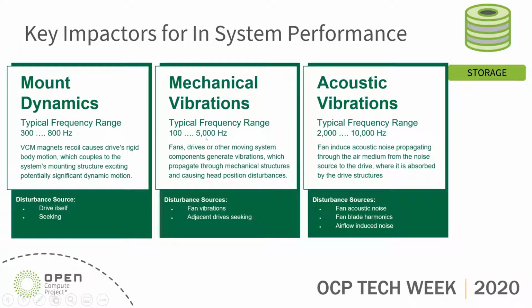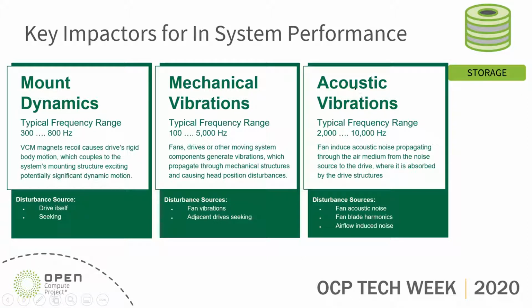The property of mechanical vibrations is that they travel through the mechanical medium and get to the PES and cause disturbance. The sources are fans, adjacent drives, anything which can create motion in the system. And the last category is acoustics, which is between 2 and 10 kilohertz. Below 2, usually there is not enough transmission gain in the air, so there is not much signal. And above 10, we don't see that much energy.